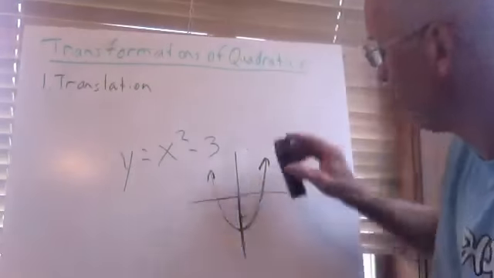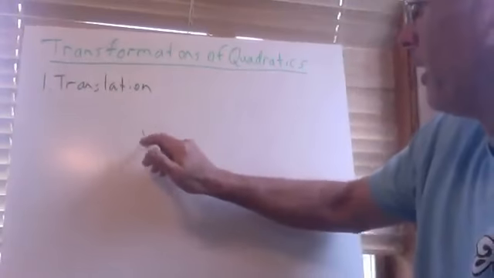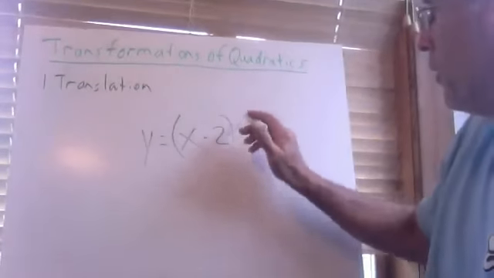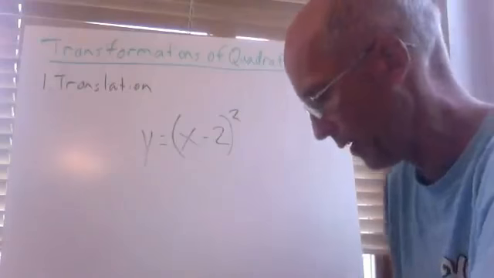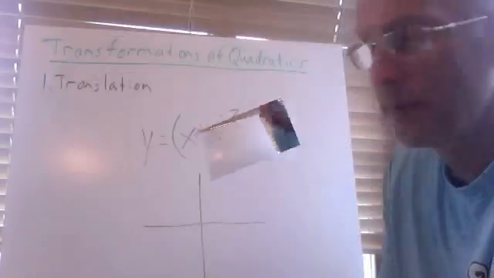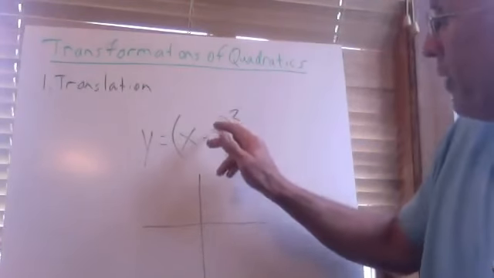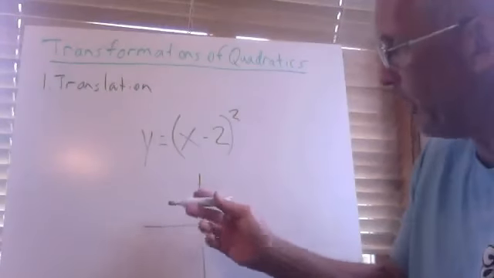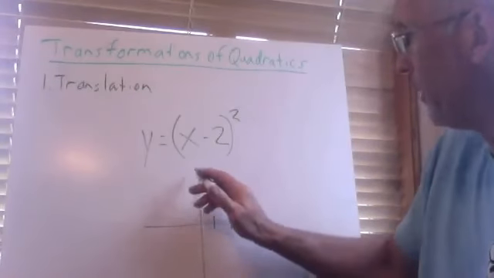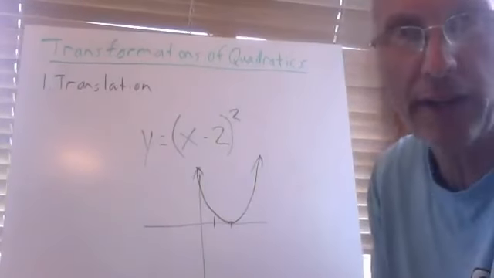Let's try another one. y equals x minus 2 squared. What is that going to do to our parabola? Again, I'll stop. You think about it. Go. Okay, what'd you say? Subtracting something here, I know it feels like it wants to move it that way, but it actually moves it to the right. So you take your parabola and you move it 2 places to the right, and that's now what it looks like.